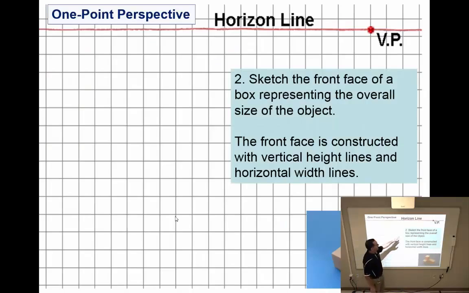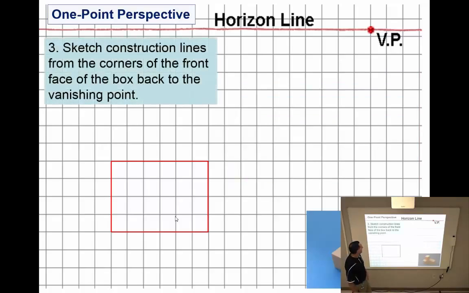Next, I'm going to sketch the front face of the box representing the overall size of the object. The front face is constructed with vertical height lines and horizontal width lines. So if this is the object that I'm using, I have a width of 3 units, a height of 2, and a depth of 2. So when I create my box, I'm interested in height and the width. It looks like they've doubled the number. So grid spacing wise, I've doubled the number. I have 3 units wide and 2 units tall to represent the front of the box that this object would fit into.